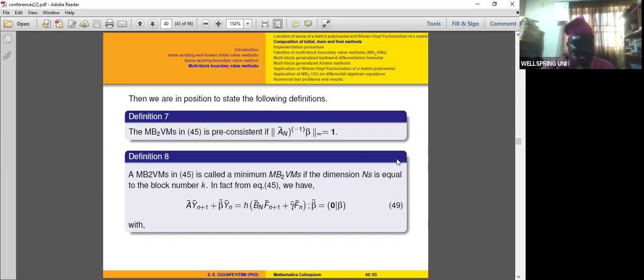Then we have definition 8, a minimum multi-block boundary value method. Here, what this definition is trying to say is that if we do not shift the main method, we only couple the main method with the initial and final, then we are talking of a minimum multi-block boundary value method. But if that main method is shifted, maybe you shifted it once, twice, 3 times, 4 times, it's no longer a minimum multi-block boundary value method. And one of the advantages of shifting the main method is that it gives very high accuracy during implementation.